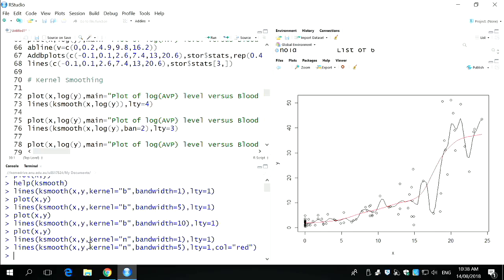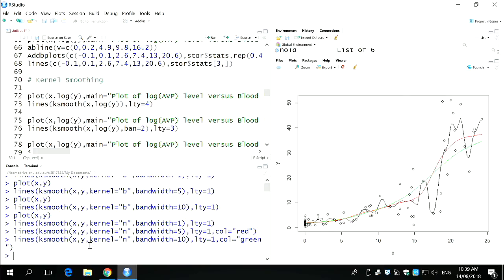Okay, so that's with bandwidth 5, and you can see it's much smoother. So normal kernels are generally more smooth. And if I crank that up to 10 and I make it green, you can see I'm getting a pretty good model for what's going on with this data, okay? And if I'd said to you, use your finger and show me where the data goes, that green line isn't terrible.